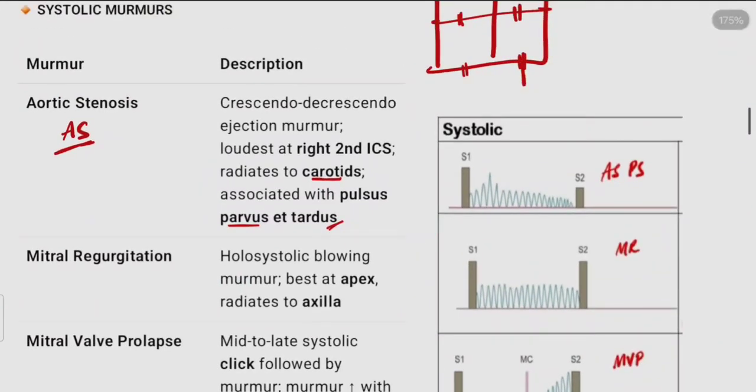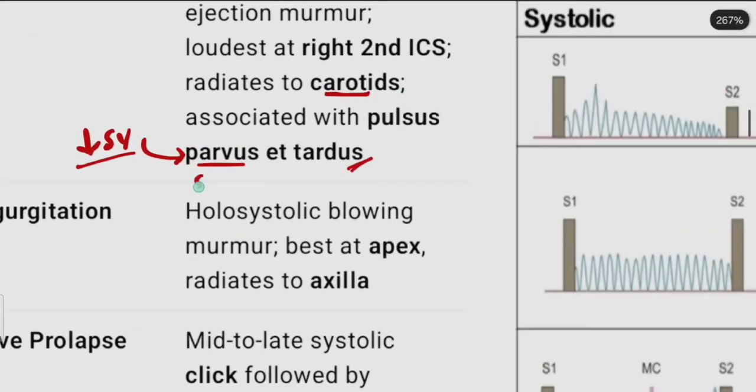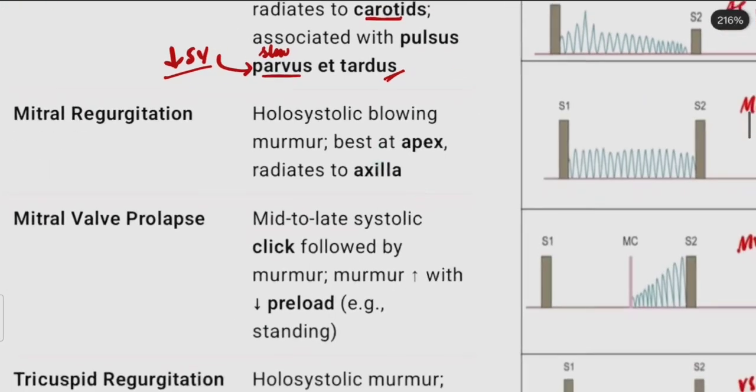Aortic stenosis, it is steno, so very little blood comes out. So that is why you are having pulsus parvus et tardus. Slow and weak pulse you will have, because you will have less stroke volume. That's why you're having pulsus parvus et tardus, and parvus means it is weak, tardus slow. Okay, so remember. Moving on.